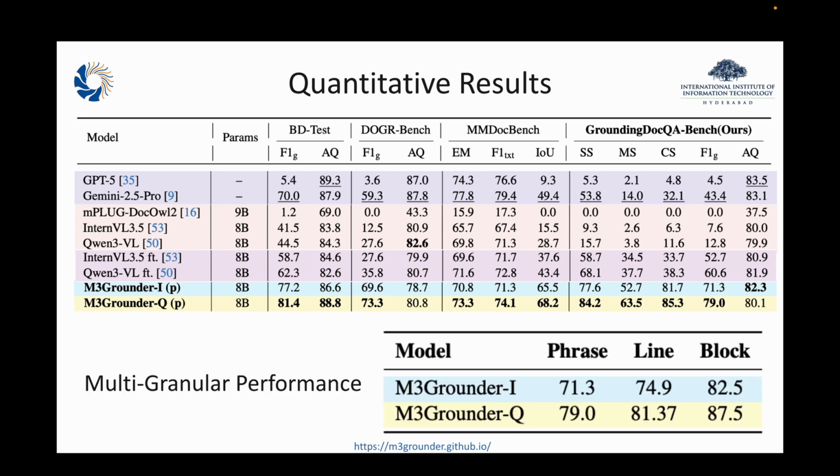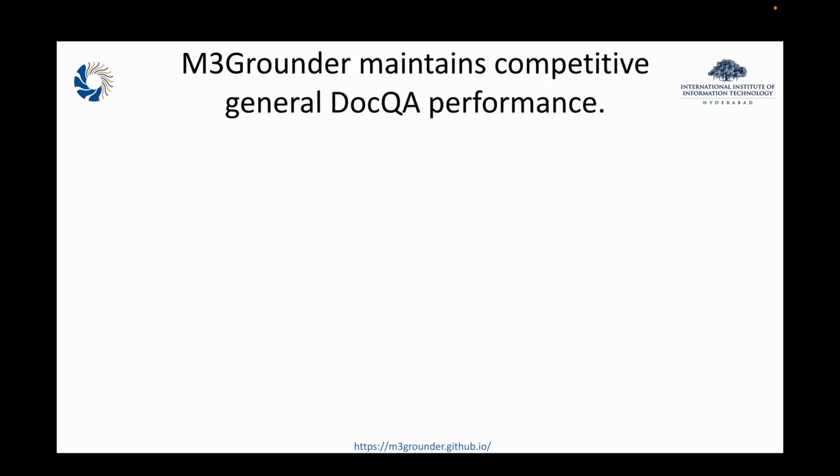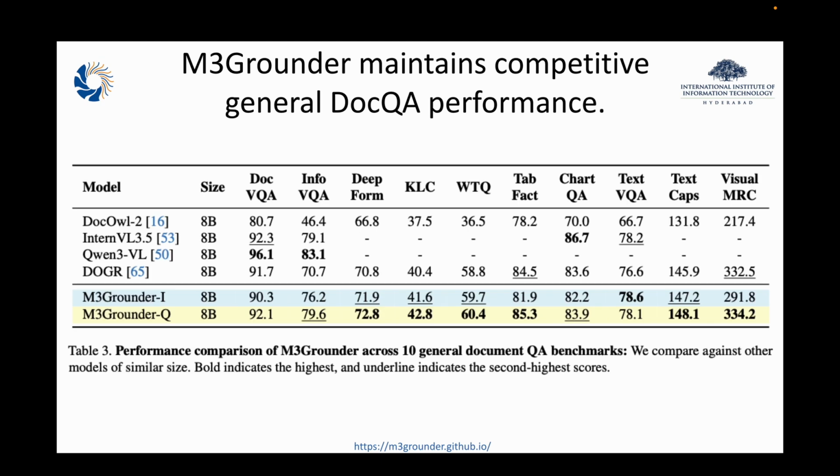Multi-granular performance is also very well for both M3Grounder I and Q. M3Grounder maintains competitive general doc-QA performance in spite of being trained on a lot of grounding data, which is shown by this point. We compare against other models of similar size. Performance of M3Grounder is consistently among the top 2.